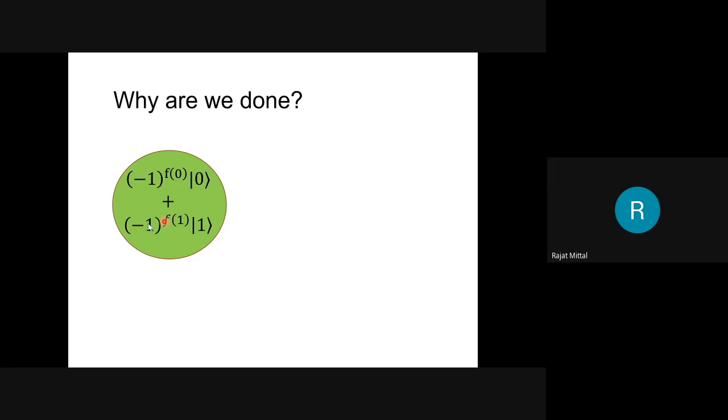And now you might be able to see that we can compute whether F0 is equal to F1 just by applying a simple gate. I will give you a chance. Can someone say why we can figure out whether F0 is equal to F1 from this state? What if F0 is equal to F1? Then what state is this? This is the state which we have seen. It is the plus state.